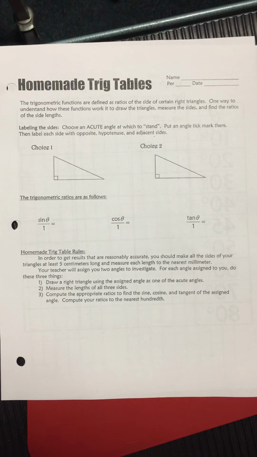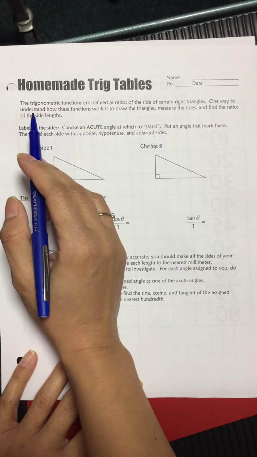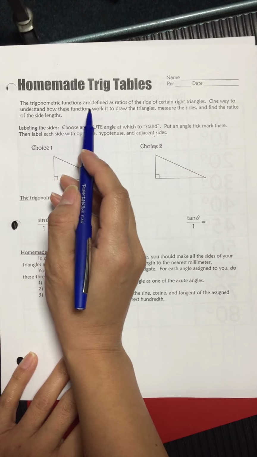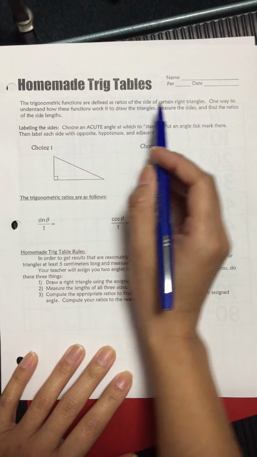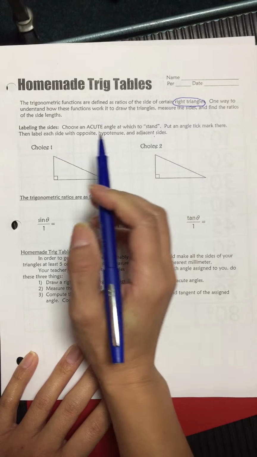Today we're going to talk about homemade trig tables. Let's go ahead and read through this first paragraph. It says the trigonometric functions are defined as ratios of the certain side lengths of right triangles. I'm going to circle that because it's really important.